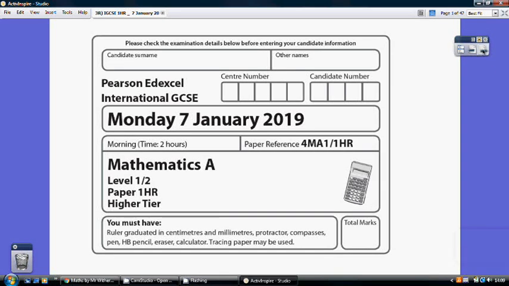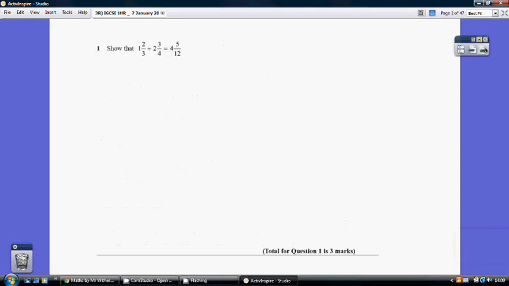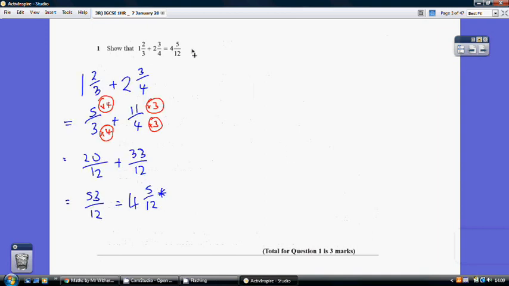Question 1. So we've got to show this. Take the left hand side, just work through and make sure that you end up getting the right hand side. First things first, I've changed both these numbers on the left hand side into an improper fraction, a top heavy fraction.